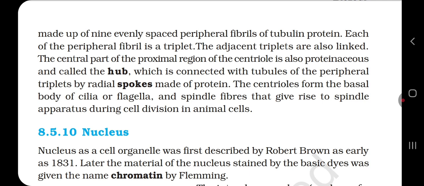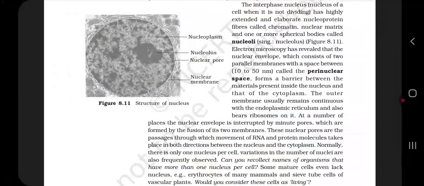8.5.10 Nucleus. Nucleus as a cell organelle was first described by Robert Brown as early as 1831. Later, the material of the nucleus stained by basic dyes was given the name chromatin by Fleming. The interphase nucleus of the cell, when it is not dividing, has highly extended and elaborate nucleoprotein fibers called chromatin, nuclear matrix, and one or more spherical bodies called nucleoli, singular nucleolus.